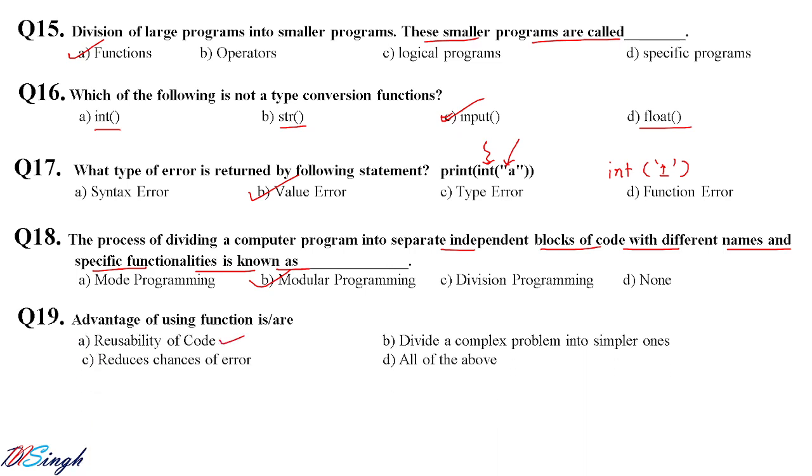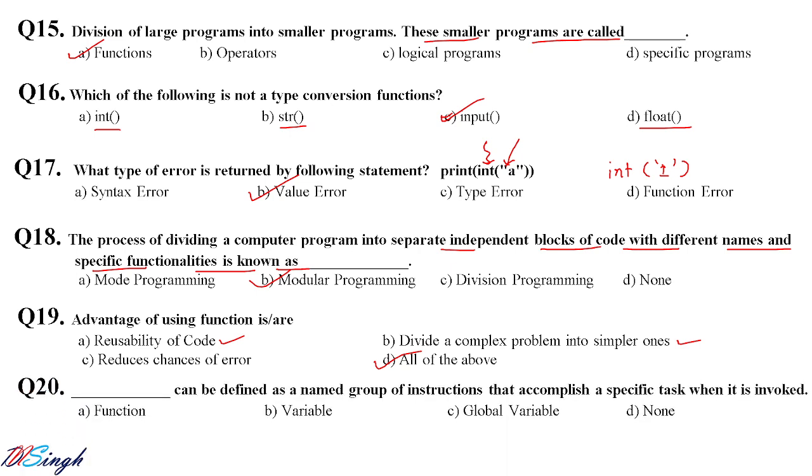Yes, divide a complex problem into smaller ones, solve them individually, and combine the output of all those smaller pieces, smaller problems, to get the final output of the bigger problem. Reduce the chance of error, obviously, because we are going to handle a small segment of the problem at a time. Okay, so all the above will be the correct answer. These all are advantages of using functions inside your program.